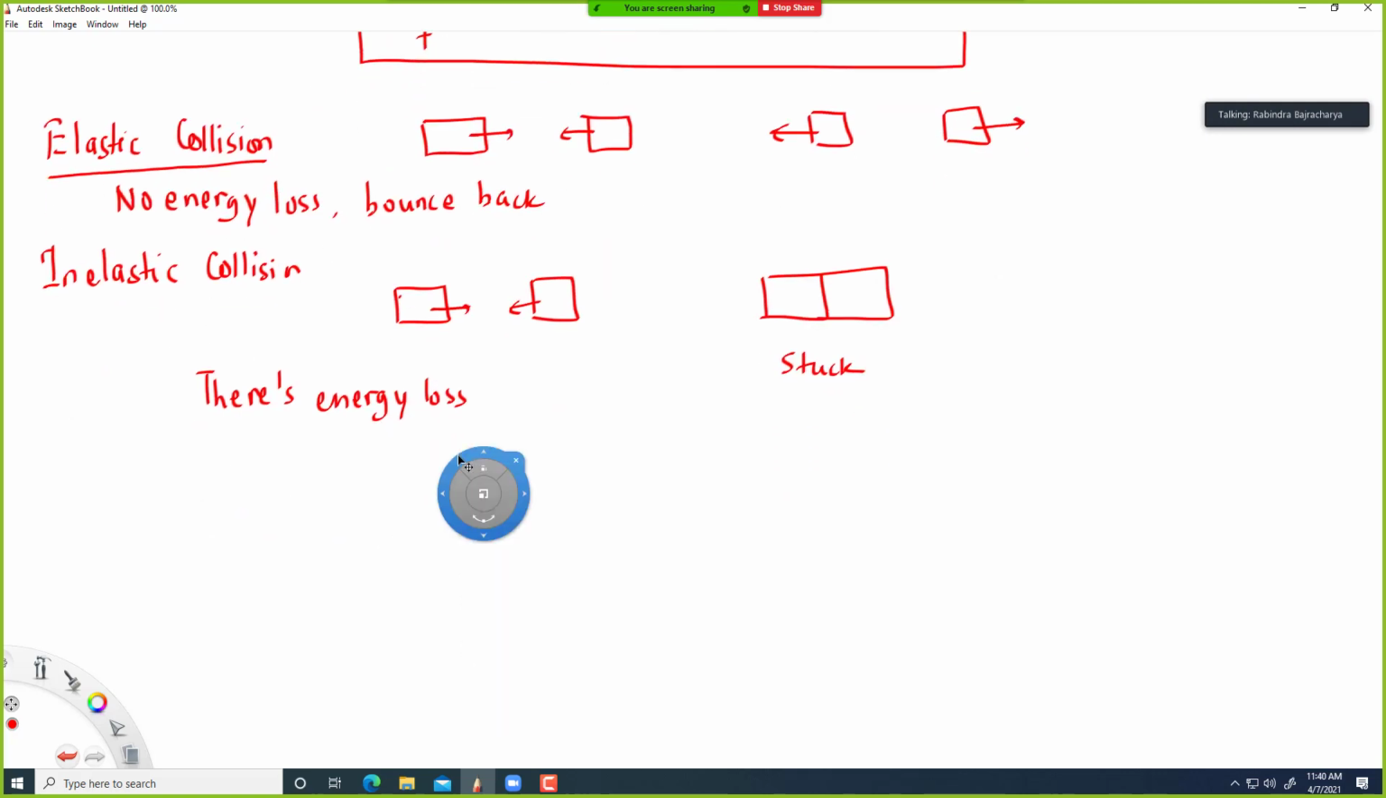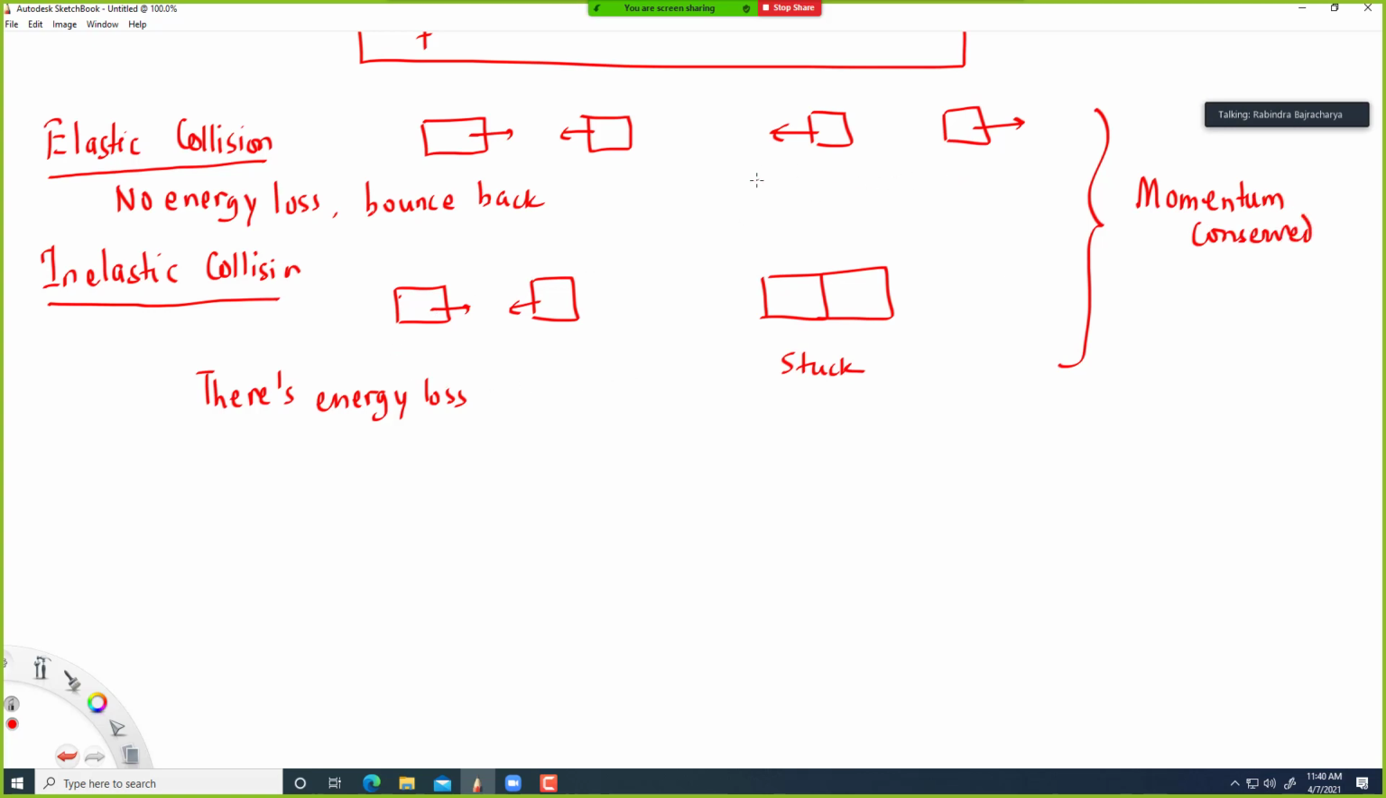So in both elastic and inelastic collision, momentum is conserved. Okay, so momentum is conserved for both the collisions. Whereas energy is conserved only in this case. Okay, in this case energy is conserved. I should say mechanical energy is conserved, but here energy is lost in some other form like heat or sound, or I should say some of the energy, some or all energy.